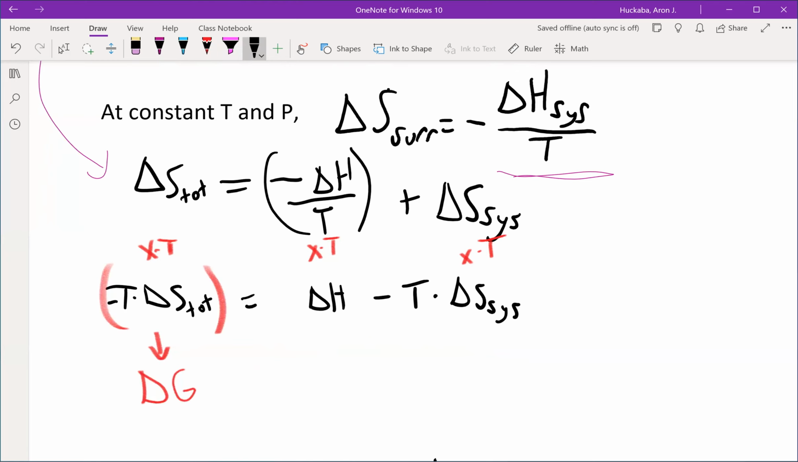Right, and typically delta G is the negative temperature times the total entropy, but we just simplify it to delta G. And so this leads us to the Gibbs free energy equation, which is that the Gibbs free energy is equal to the enthalpy of the reaction minus T, temperature, times the change in entropy of our system.